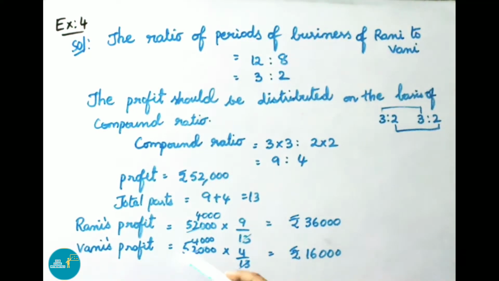Next, Vani's profit equals total amount 52,000 rupees into her profit, out of 13 only 4 parts. So we have written here into 4 by 13. 13 ones are 13. 4,000 times 52,000. Now multiply numerators, 4,000 into 4, that is 16,000 rupees. Therefore, Rani's profit is 36,000 and Vani's profit is 16,000 rupees.